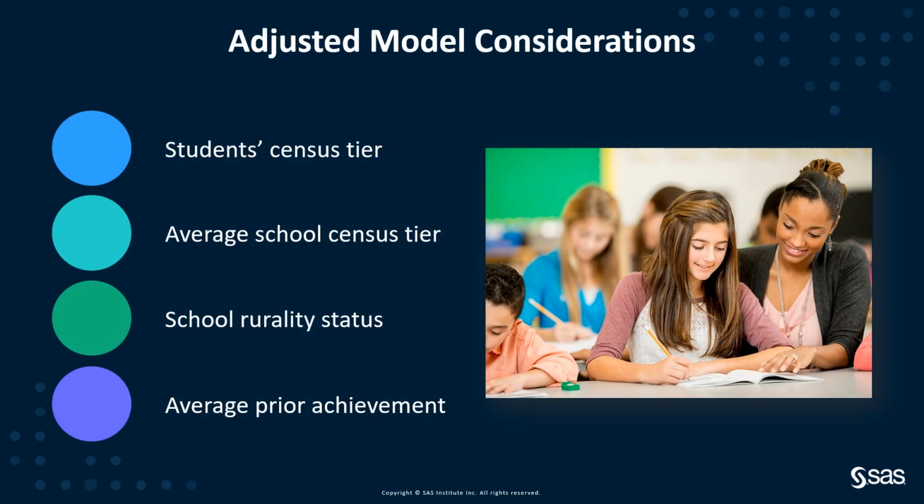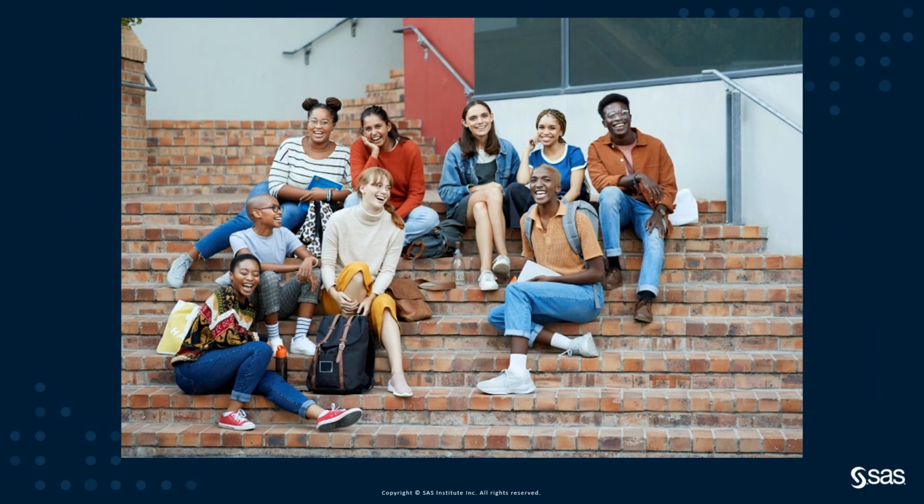The adjusted model also takes into account any additional information that can be gained by considering students' census tier, the average school census tier, school rurality status, and the average prior achievement among the teacher's students. Of course, expected scores aren't set in stone. What happens in the classroom can greatly impact students' performances. With the right support, students at any level of achievement can grow and perform better than expected. And that's the goal of EVAAS reporting, to inform every district, school, and teacher of how their students are progressing so they can help students stay on the path to future success.